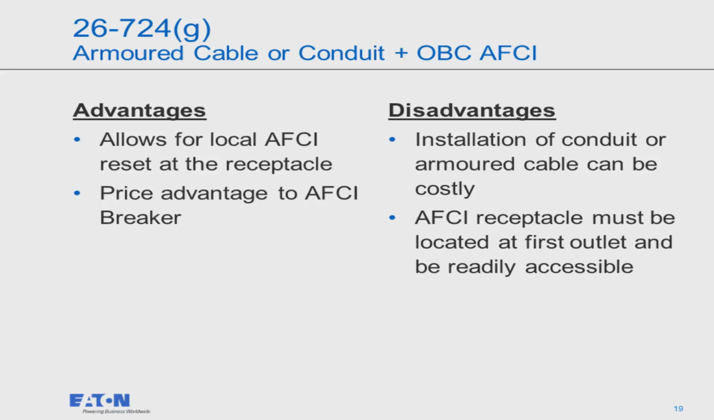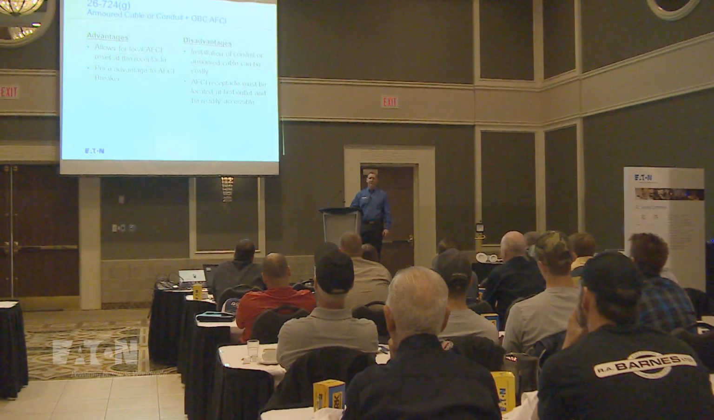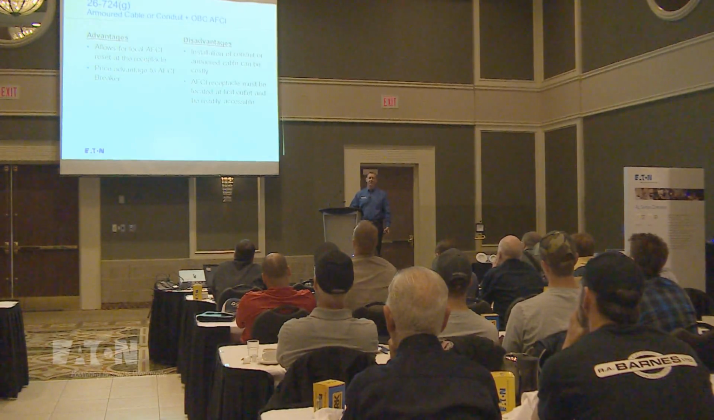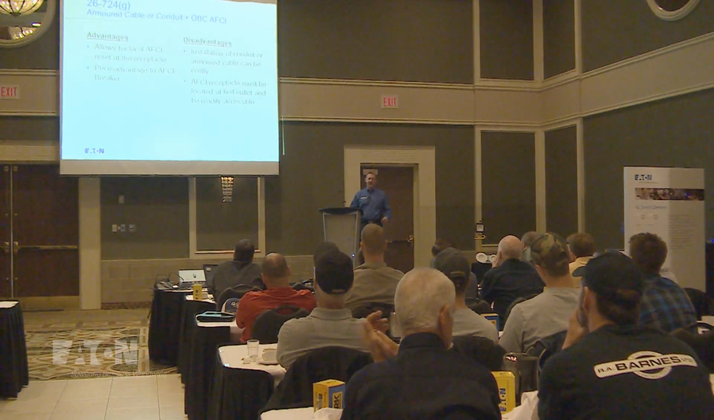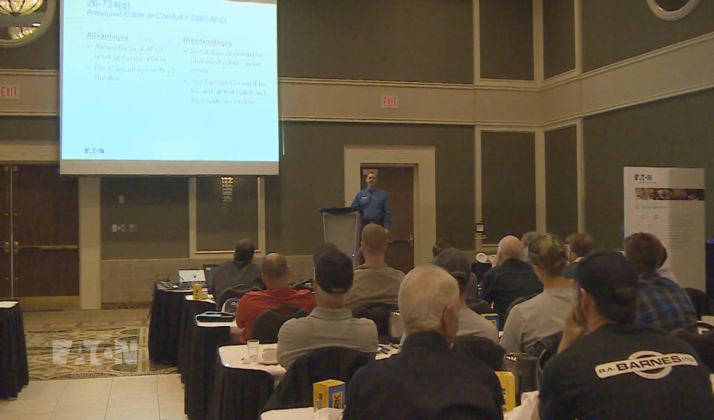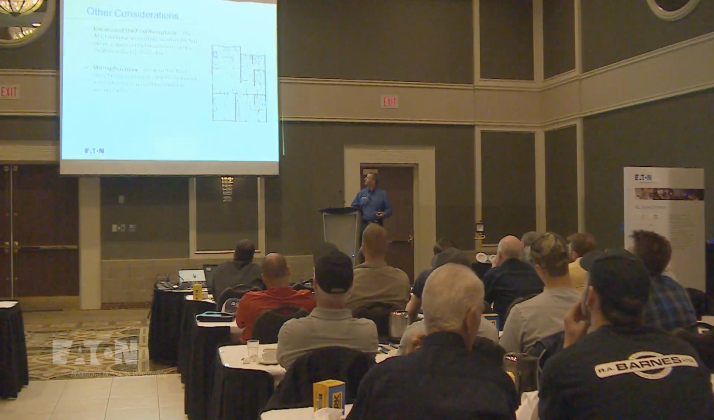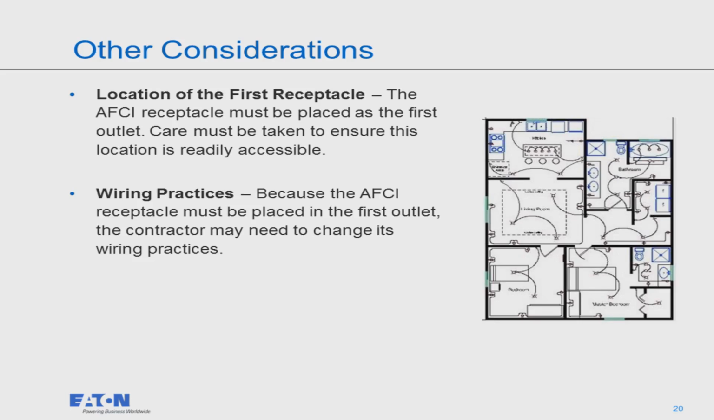So the disadvantage also is that the AFCI receptacle must be located at the first outlet so that you can be protected for the whole circuit and be readily accessible. So I think that's going to be a point of interpretation by some inspectors. What's readily accessible? Is in a closet readily accessible? Behind the couch readily accessible? That kind of thing we'll need to clear up as we go to implement this code. So that location of that first receptacle is going to be key in how you're wiring up the home now. So it can really change how your wiring practices are going to be going forward.